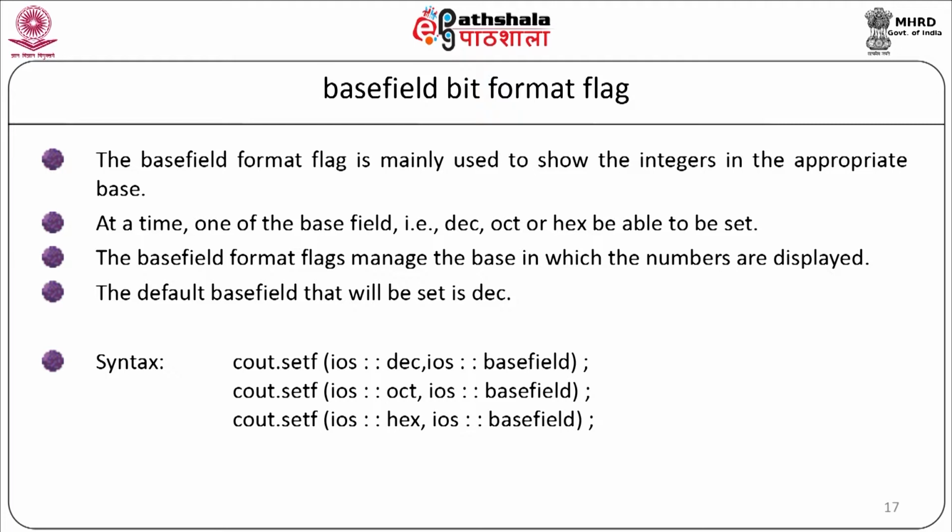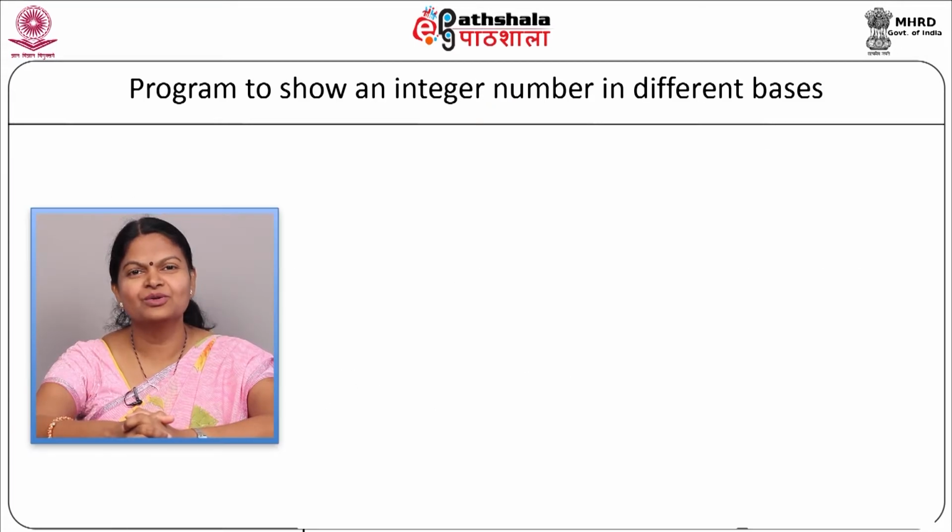cout.setf(ios::oct, ios::basefield). Next is cout.setf(ios::hex, ios::basefield). Now we will see the program to print a number in three different forms, that is hexadecimal, octal and decimal format using the set format field.